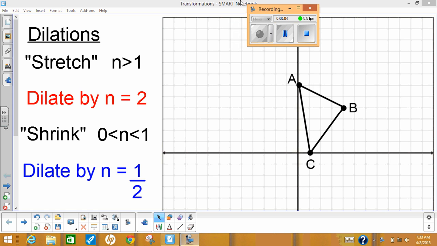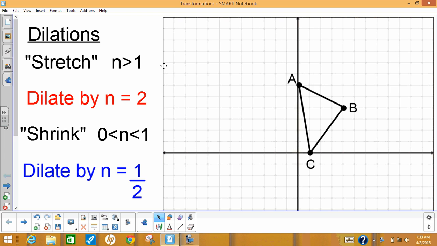Good morning. As promised, we are going to discuss the next two transformations here in video form instead of in class. So the first of the two are dilations, and we can call dilations either a stretch or a shrink. So we're going to make this figure triangle ABC bigger and smaller. The first thing we'll do is stretch it. So we're going to dilate it by a scale factor of 2. N is a scale factor.